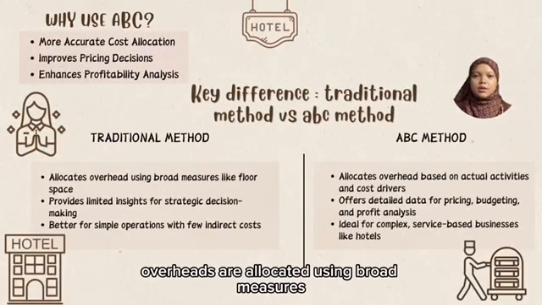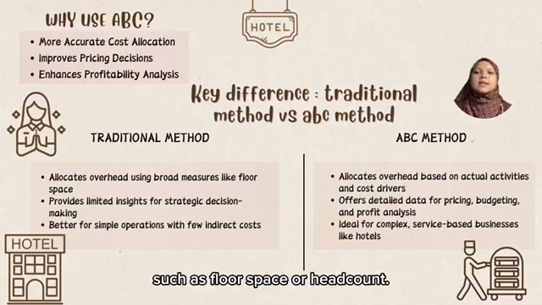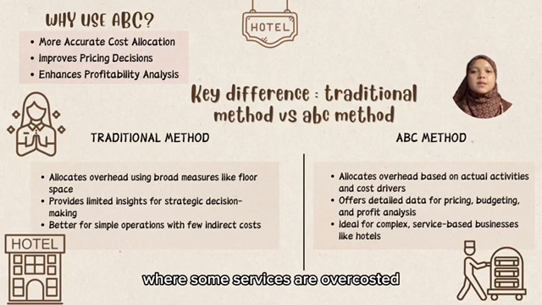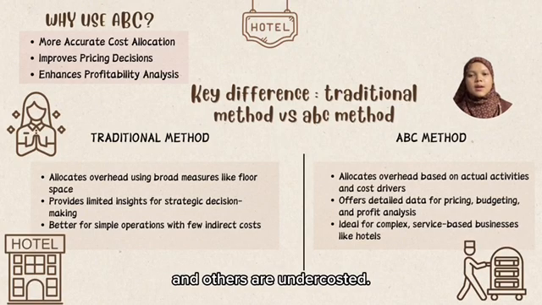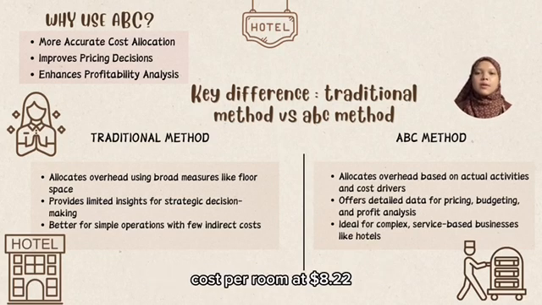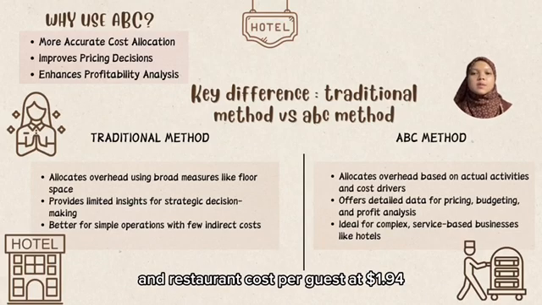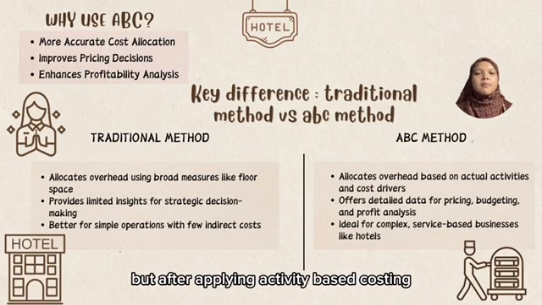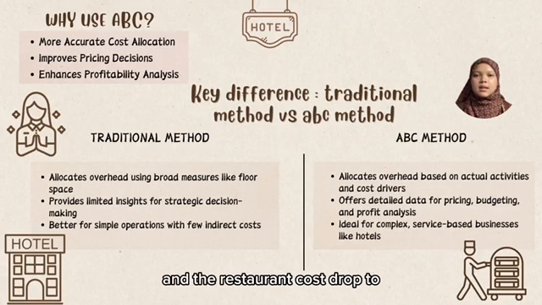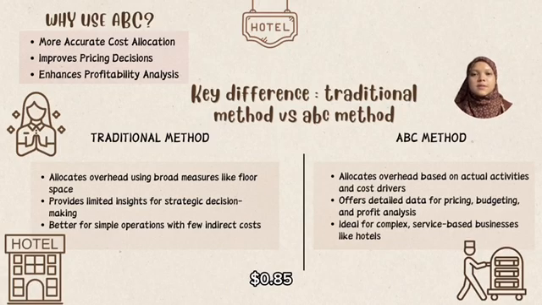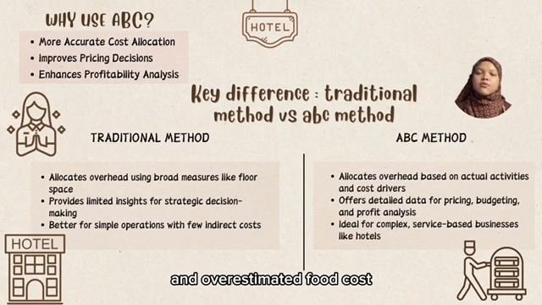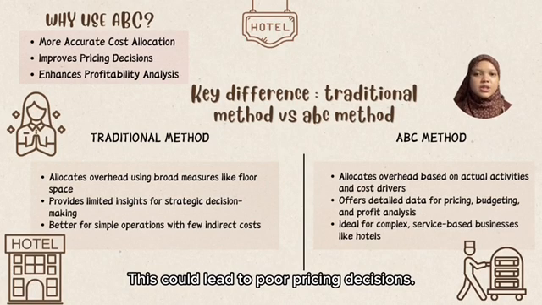In traditional costing, overheads are allocated using broad measures such as floor space or headcount. Even though this is simpler, it often leads to inaccuracies where some services are overcosted and others are undercosted. For example, in my case study, Tabriz International Hotel, traditional costing estimated the cost per room at $8.92 and restaurant cost per guest at $1.94. But after applying activity-based costing, the actual room cost turns out to be $10.39 and the restaurant cost dropped to $0.85. This clearly shows that traditional costing underestimated room costs and overestimated food costs. This could lead to poor pricing decisions.